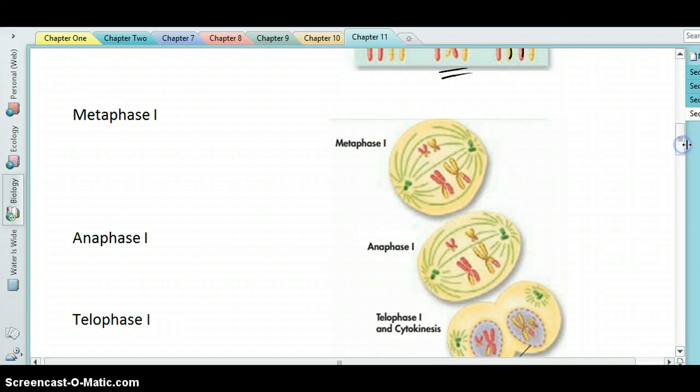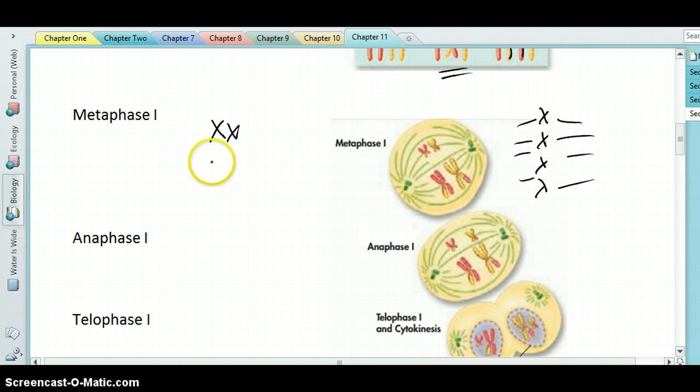In metaphase 1, these homologous pairs of chromosomes, these tetrads, line up. Recall that if this had been mitosis, the duplicated chromosomes all would have lined up. But in metaphase 1, we have the homologous pairs lined up, okay? Not the individual chromosomes, but the homologous pairs.